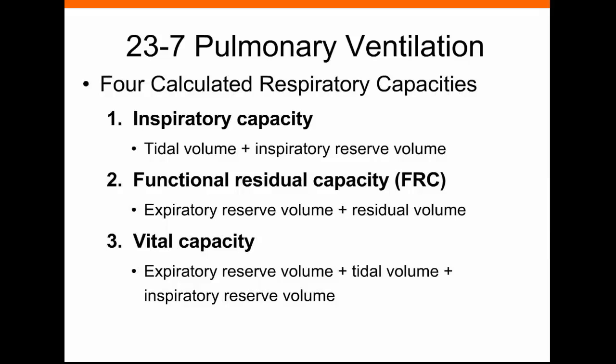We can calculate respiratory capacities based on those volumes. So inspiratory capacity is the tidal volume plus the inspiratory reserve volume. The functional residual capacity, or the FRC, is the expiratory reserve volume plus the residual volume. Vital capacity is the expiratory reserve volume plus the tidal volume plus the inspiratory reserve volume. So that's the maximum capacity.